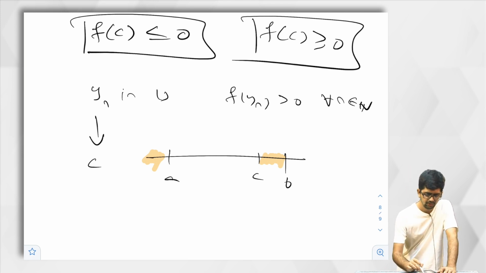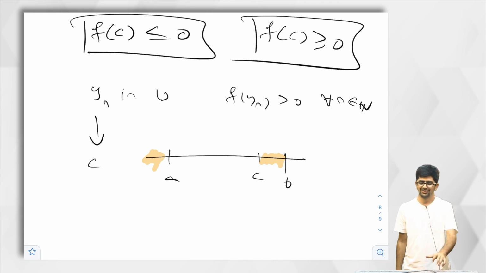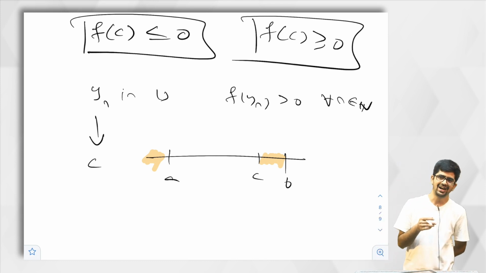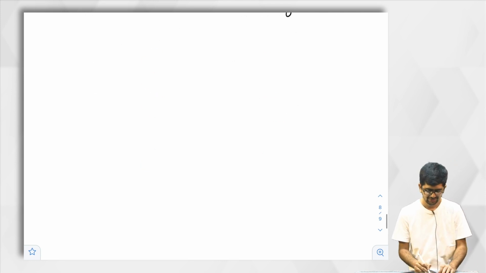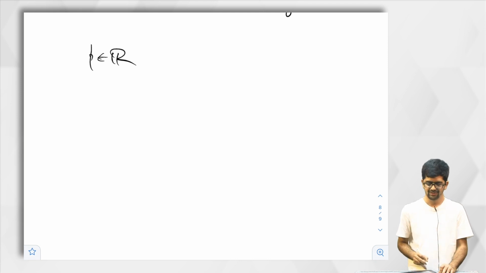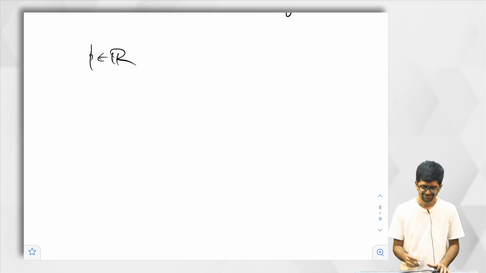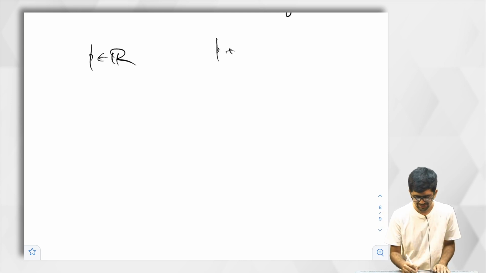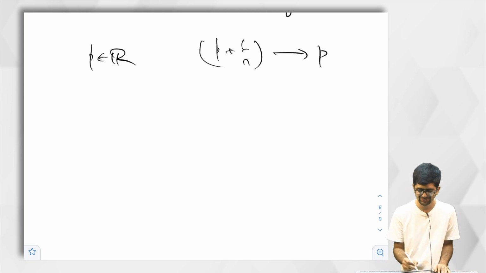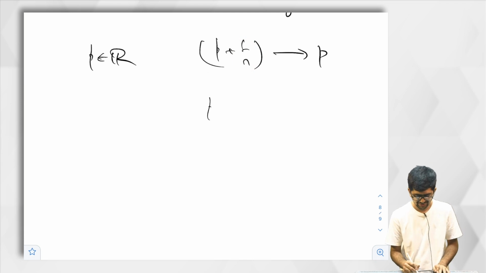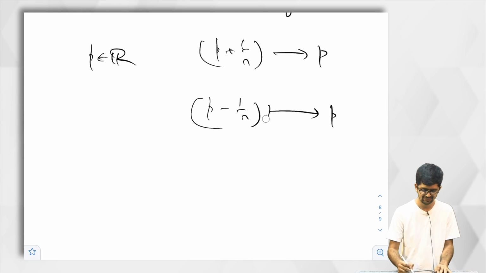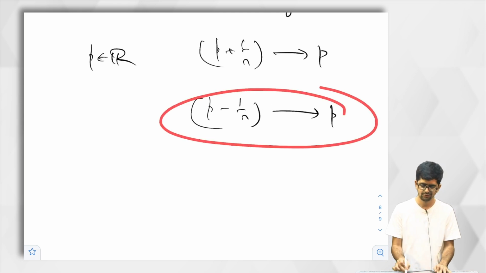Now, given any point in R, one obvious way to get a sequence that converges to it is the following. You fix any element P belonging to R. There are two sequences that converge to P. What are they? From the left side and from the right side. P plus 1 by n converges to P, because 1 by n converges to 0. Similarly, P minus 1 by n converges to P.